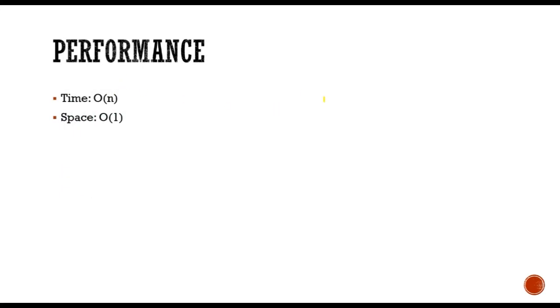So let's think about the performance of the code. For the time, no matter what, we need to find out the middle, right? So we need to go through the whole list. So the time is big O(n). For the space, we don't have to save all the elements of the list. We only save a few: the previous, the one, and the two pointer. So the space is big O(1).